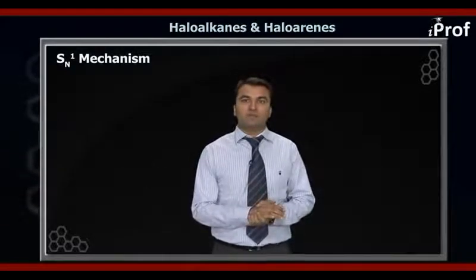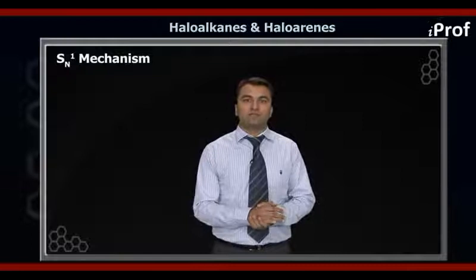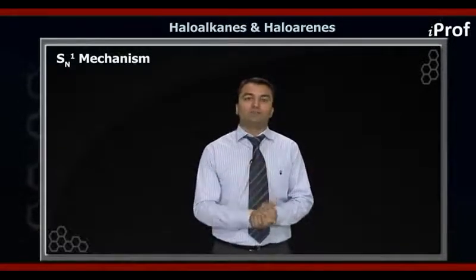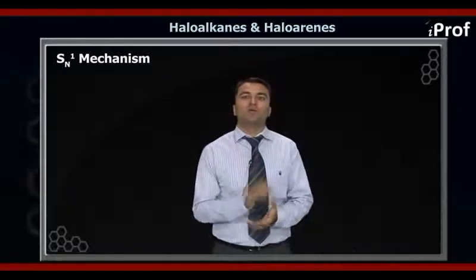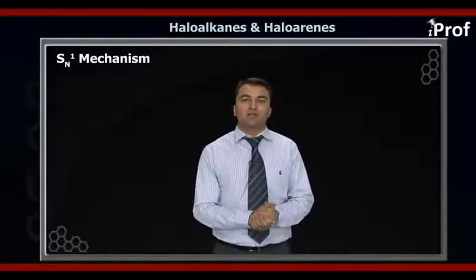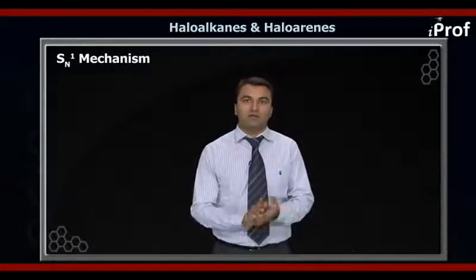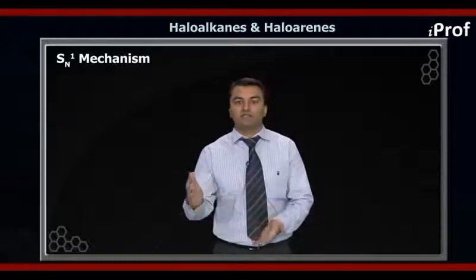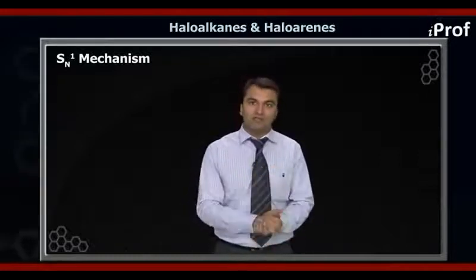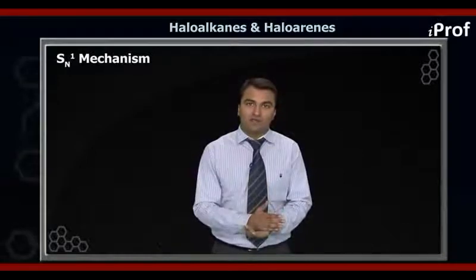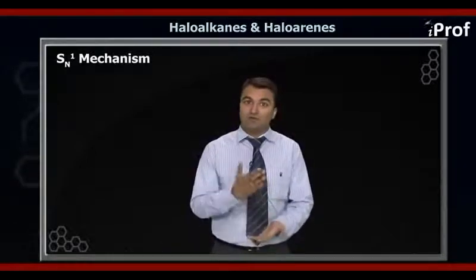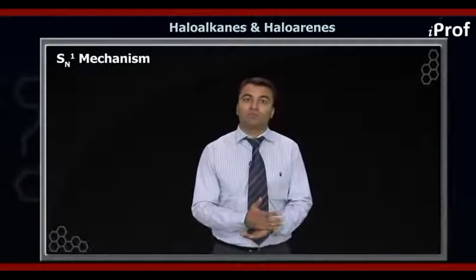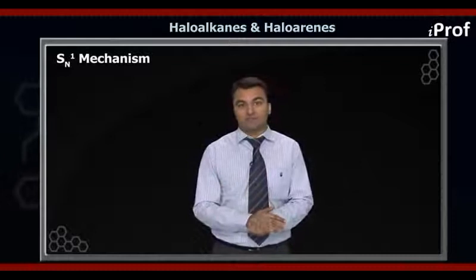In the SN1 mechanism, when the nucleophile attacks the carbocation, there are two possibilities. One possibility is that the nucleophile may attack from the same side on which the leaving group was present in the compound, and similarly, the nucleophile may attack from the side that is opposite to the leaving group. Then also we can have a substitution.